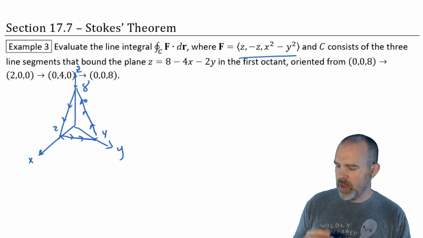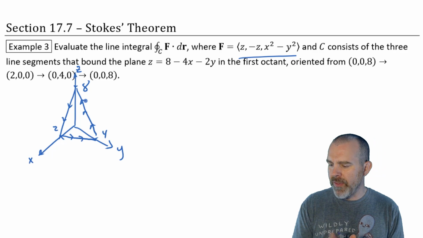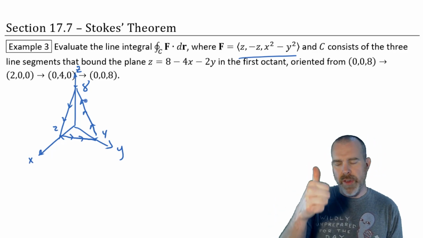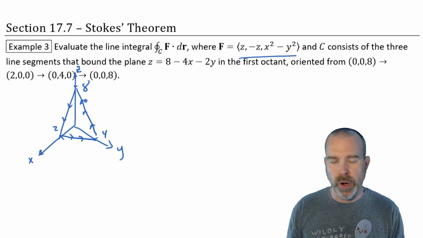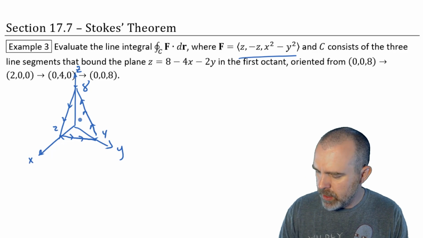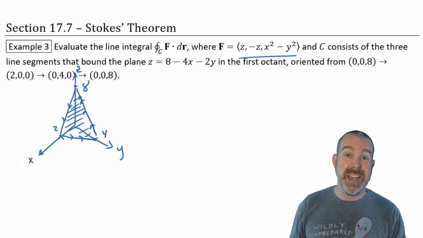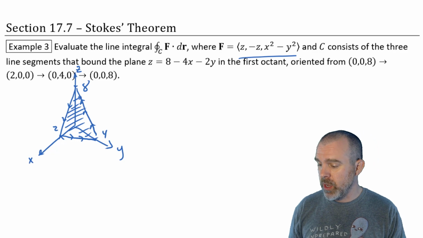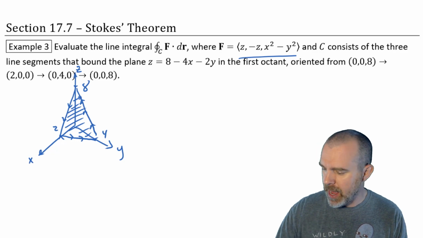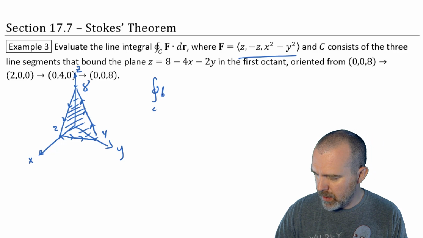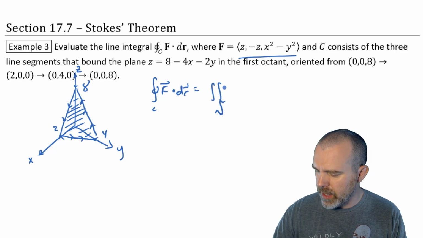That's our circulation. If we follow that path, the surface would be oriented upward. Okay, so that's good. And here is our surface. If we were going to do a line integral, we'd actually have to do 3 line integrals. We're going to try the surface integral instead of the curl of F dot dS.